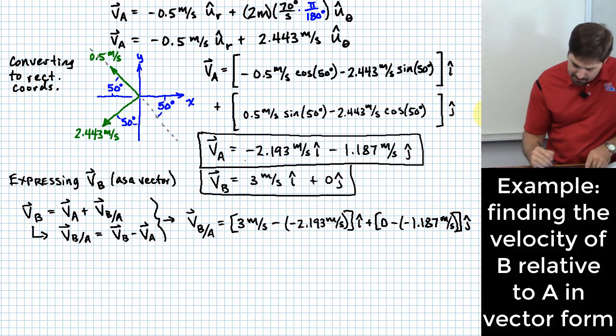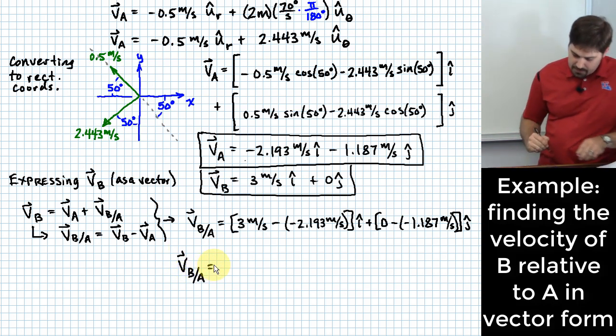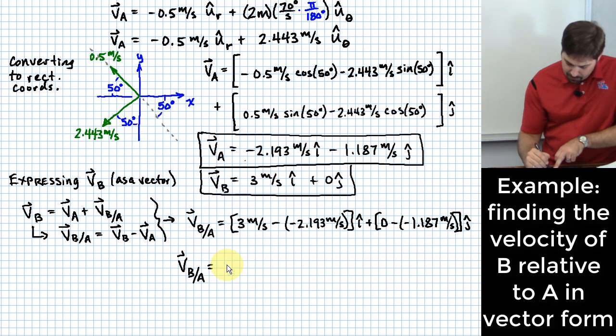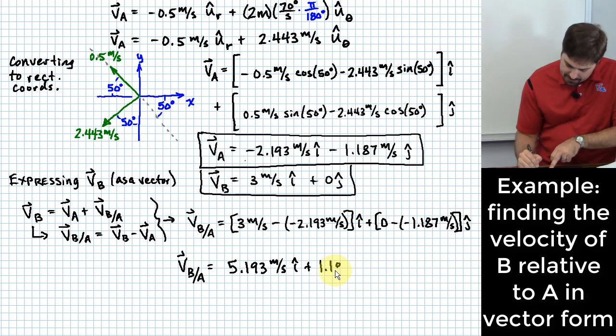And so this tells me that the velocity of B relative to A is going to be equal to 5.193 meters per second, this is multiplied by I, plus 1.187 meters per second J.